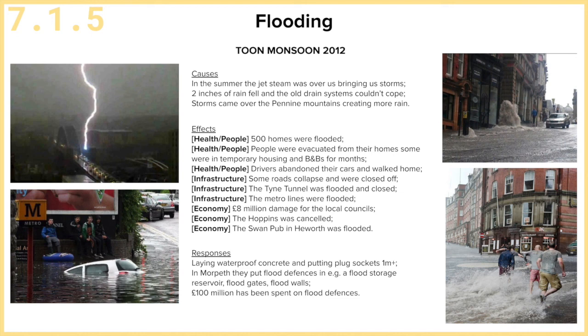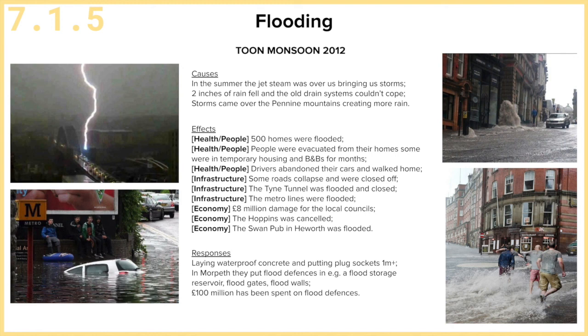We can also look at it in terms of infrastructure. So that's the road networks, the power, the transportation and buildings. And you can see here that some roads were collapsed or were cut off because of flooding. The Tyne Tunnel was flooded and was closed. And the metro lines were flooded, meaning that people couldn't commute on the local transport. And it had a huge impact on our local economy.